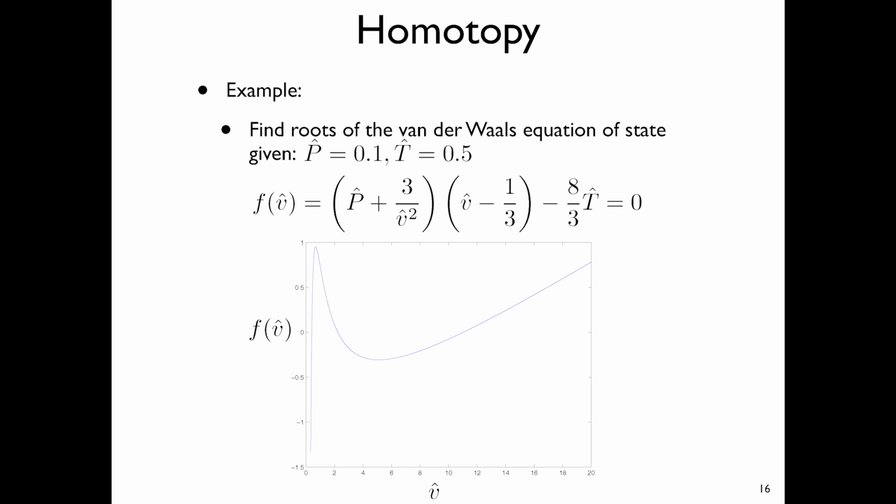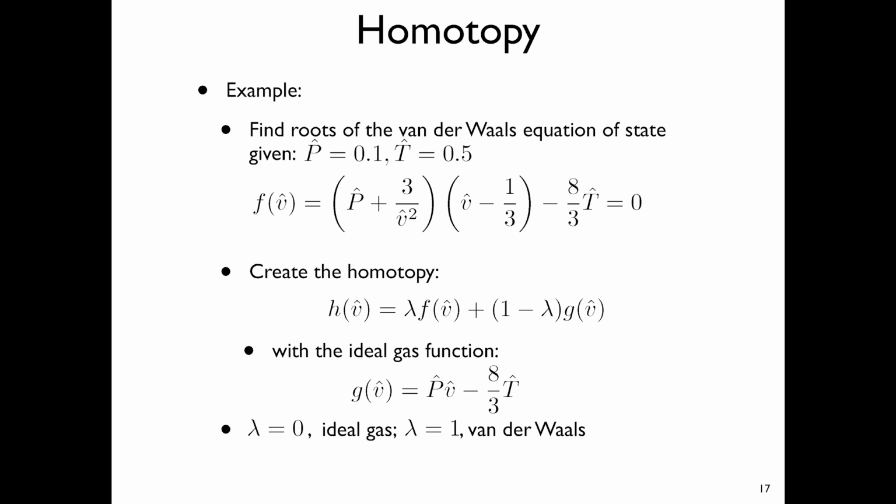We'd like to be able to find them in one go, or we'd like to have some reliable mechanisms for finding them. Homotopy is one way to do this. So let's construct a new function, h of the molar volume, which is lambda times f plus 1 minus lambda times g. We want to find the roots of h. And as g, let's choose something physical. So let's let g be a function that represents the ideal gas equation of state, PV is nRT, but I've written everything in terms of the reduced pressure, molar volume, and temperature of the van der Waals equation of state. So you pick up this factor of 8/3 there. But this is the ideal gas equation of state. Its roots will be the roots of the ideal gas equation of state.